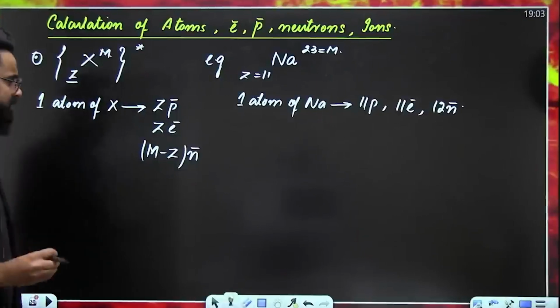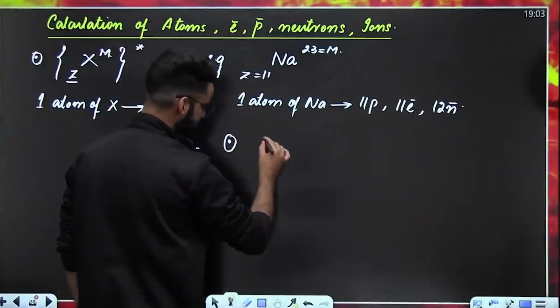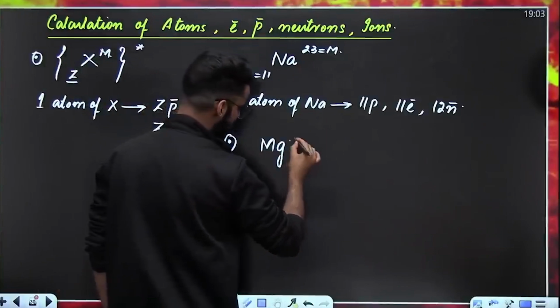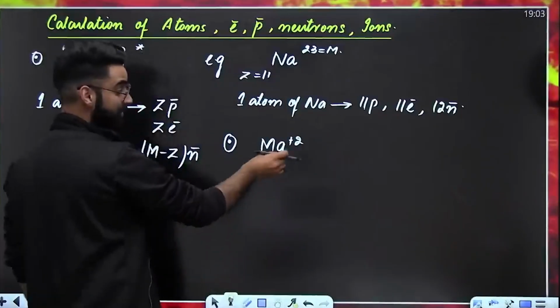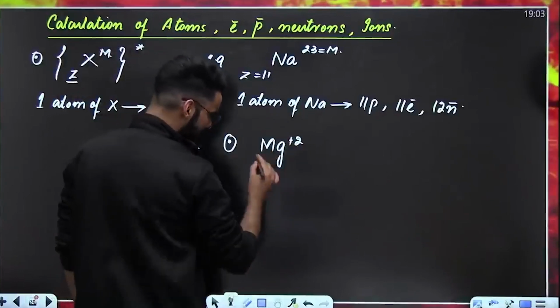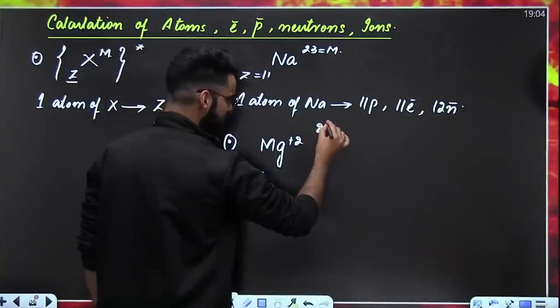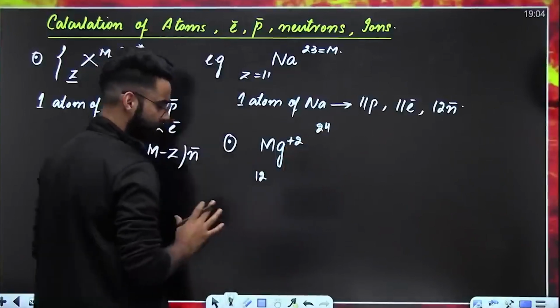Similarly, dear students, for example, I'm writing Mg di-positive. Now a charge is present on magnesium. There's a di-positive charge on magnesium. Magnesium, its atomic number you all must be knowing, that's 12. Its mass number you must be knowing, that's 24. Correct?